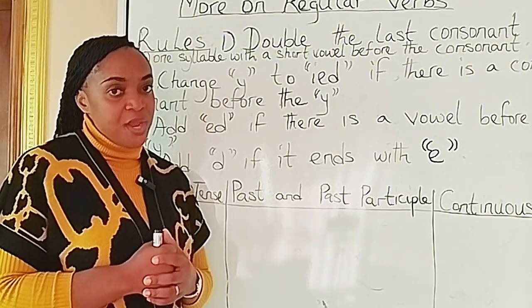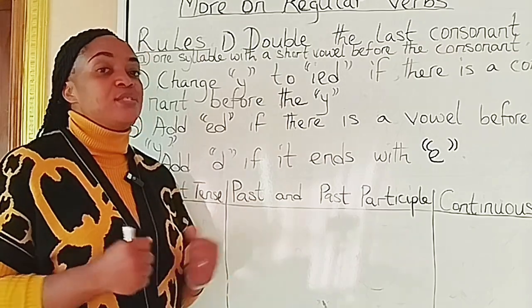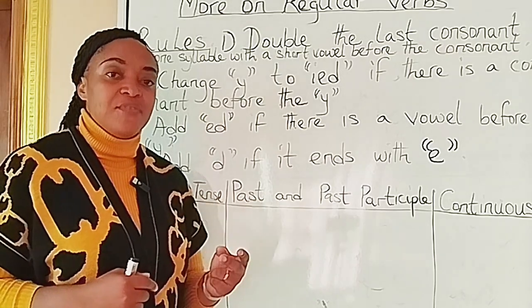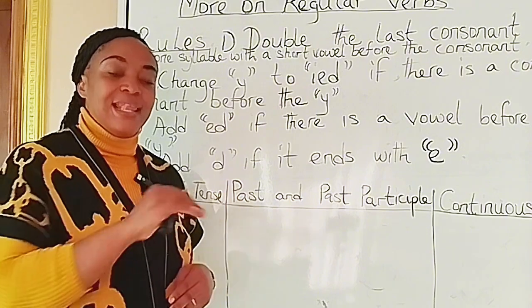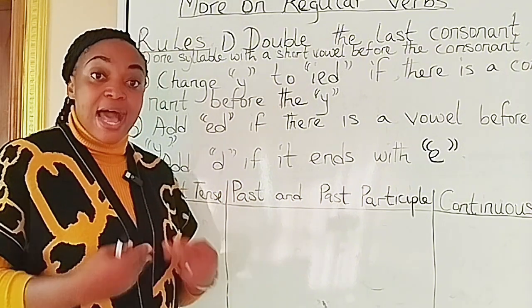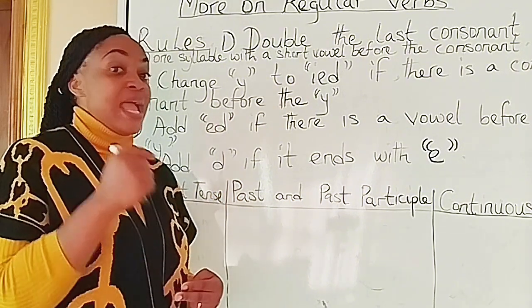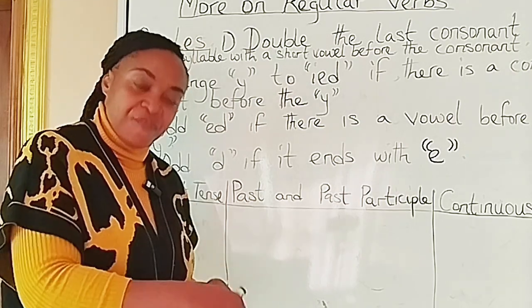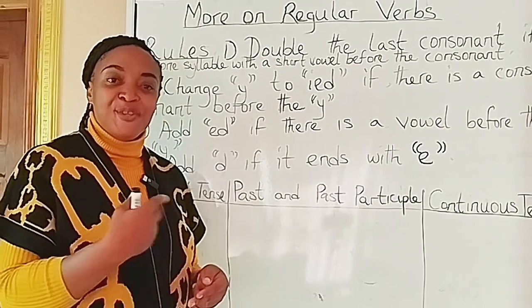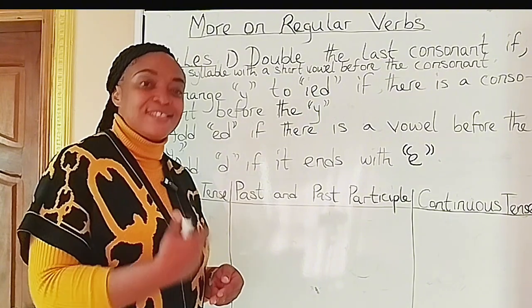Let's look at another way to do that. Another way is when you have a two or more syllable verb and the last syllable has the stress and also has a short vowel before the consonant, then you double the last consonant.